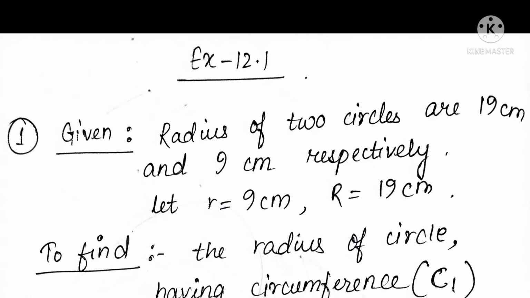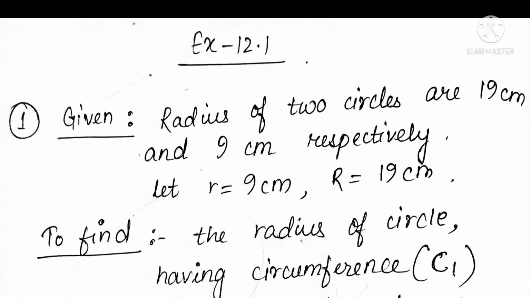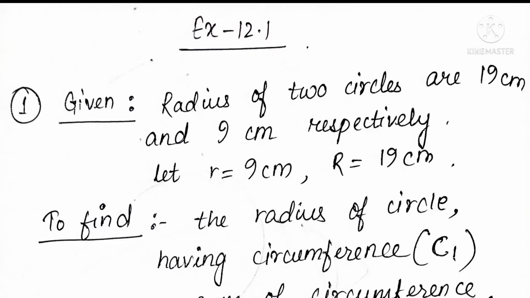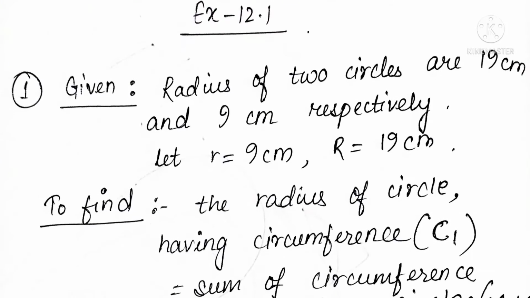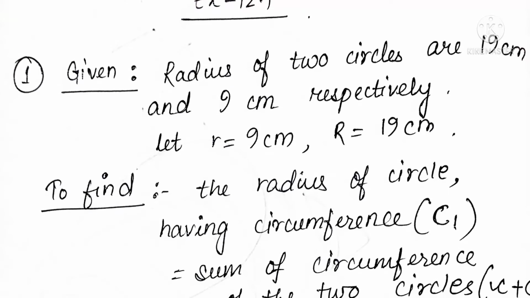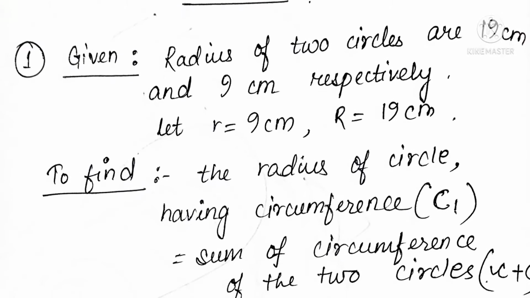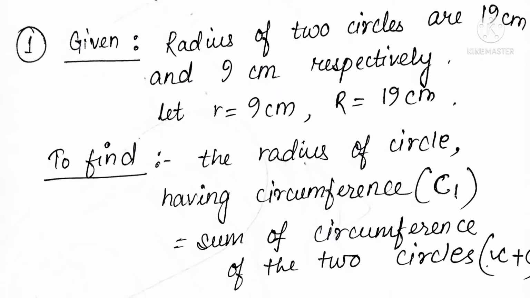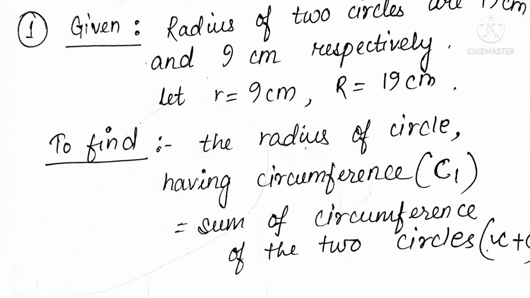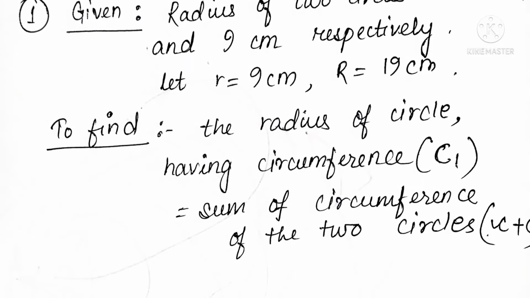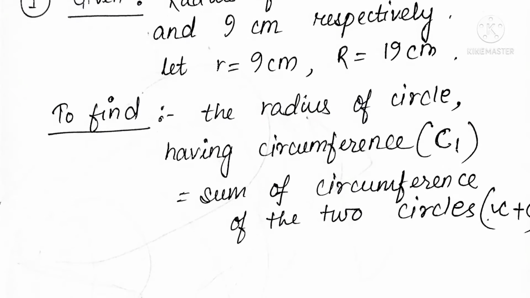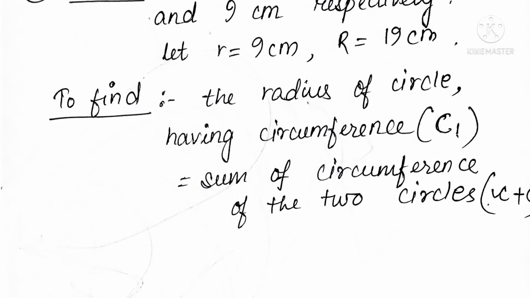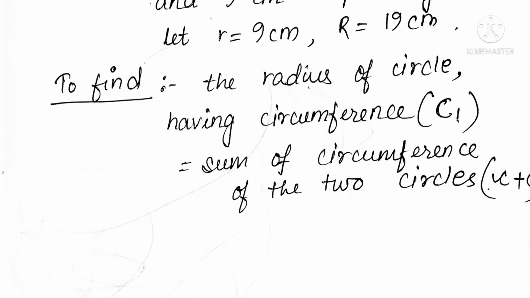So I am doing question number 1 here. The given condition is radius of two circles are 19 centimeter and 9 centimeter respectively. I am taking the smaller circle radius to be small letter r and the bigger one as capital letter R. And we have to find the radius of a circle having circumference equal to the sum of the circumference of these two circles. Okay.